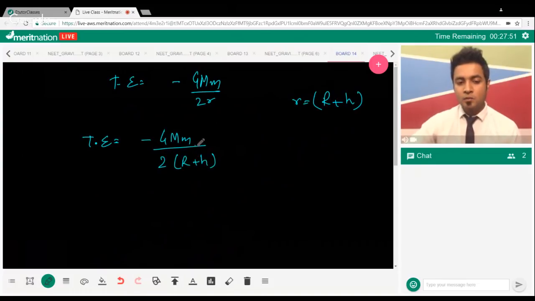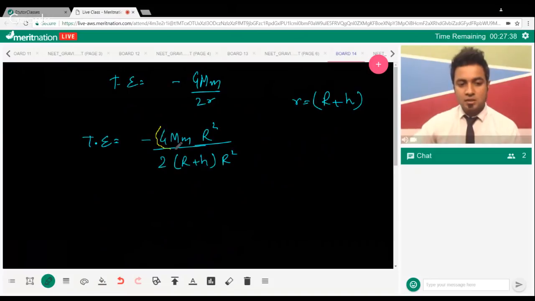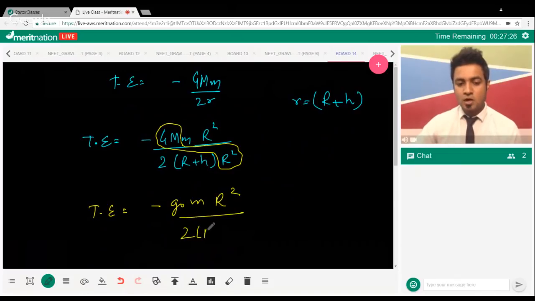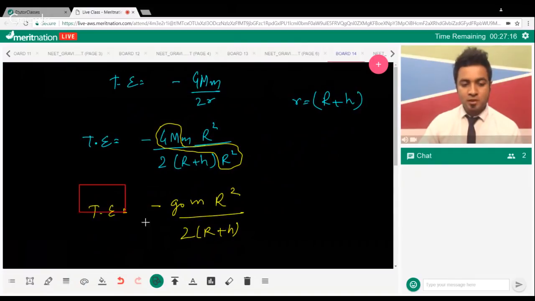Okay, and what I can do is divide and multiply with R square here. Okay, so what I'm going to get, you can see here, this complete thing GM upon R square is nothing but g naught, isn't it? So the total energy is coming out to be minus g naught m R square upon 2 into R plus h, right? Right, this is the one that we are getting here. So that's all, guys, this is the one.